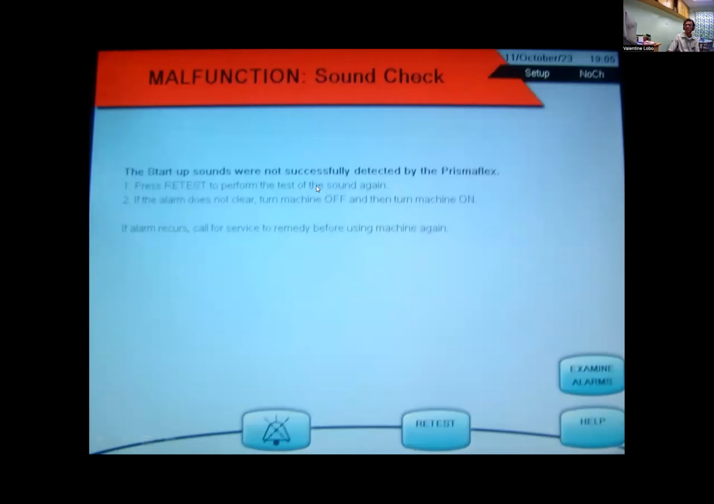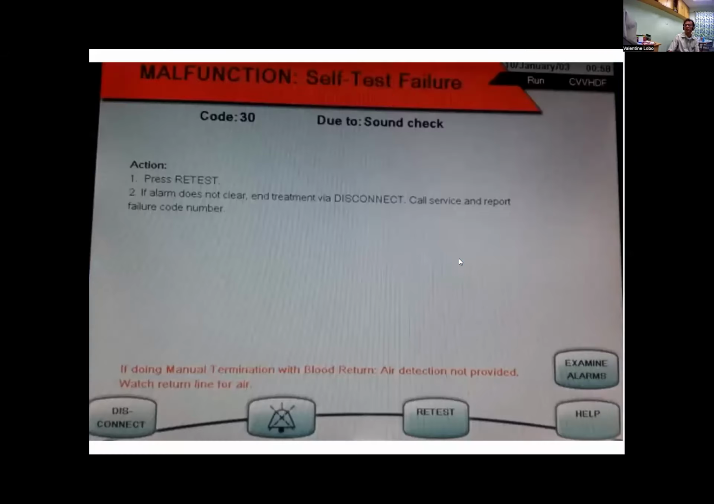And here it says the startup sounds were not detected. If this happens, we can retest over here, and if we fail the retest, the machine will make us disconnect the circuit, as it is unsafe to perform a treatment where audible alarm systems are not working.